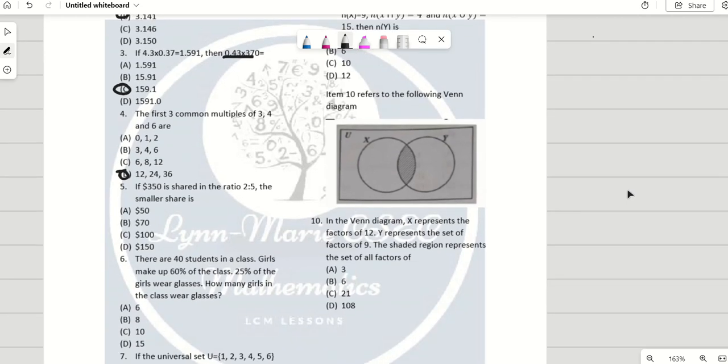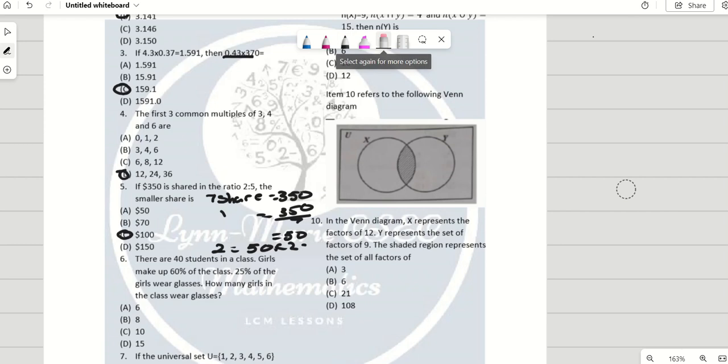Number 5, if 350 is shared in the ratio 3 to 5, the smaller share is. So we want to know how many shares. What is the total number of shares? We have 8 shares. So 8 shares is equal to 350. So 1 share would be 350 divided by 8. We want to find out the smaller share, which is 3. So my answer would be C, which is 100.